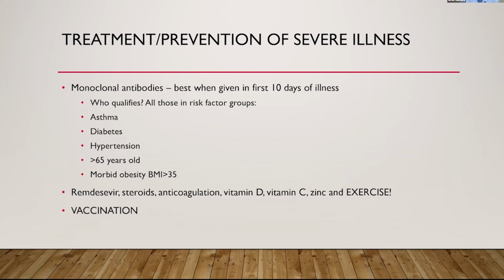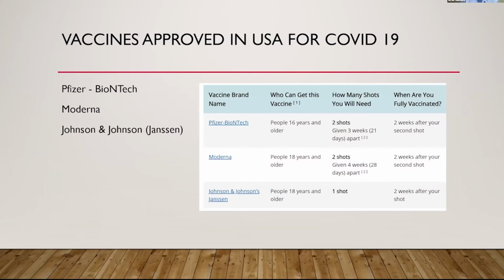And then the last thing is really vaccination. And this is one of the success stories of the last 12 months: what normally takes 10 or 15 or 20 years to develop a vaccine, we've been able to develop in a very short period of time. And not only develop it, but develop a vaccine that's highly effective and safe. So right now I listed all three.